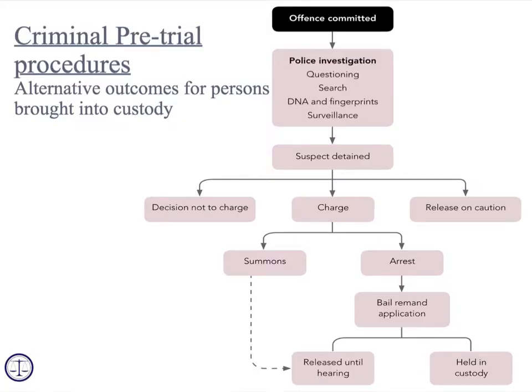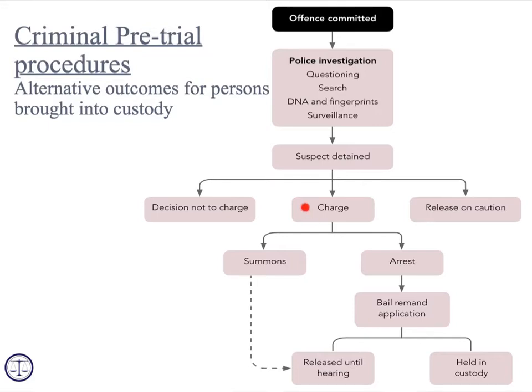This is a flowchart demonstrating the alternative outcomes available for people brought into custody. So first of all, we have an offence committed. Police begin investigating, which might involve questioning, searching, collection of DNA evidence, and surveillance. A suspect is then detained, and at that point there are a number of alternatives available. The police might make a decision not to charge that person, or alternatively, the person could be released on a caution.